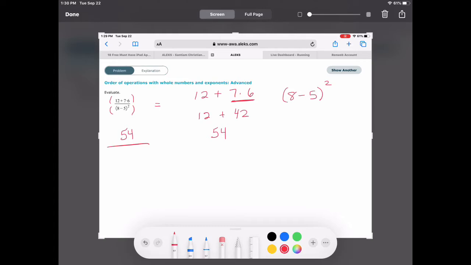Okay. Parentheses come first. A little bit later, we'll deal with what happens when there's a variable in there and you can't do what's in the parentheses. But in this case, we do know how to do 8 minus 5. 8 minus 5 is 3, 3 squared. And 3 squared is 3 times 3, which is 9. 9 goes on the bottom.